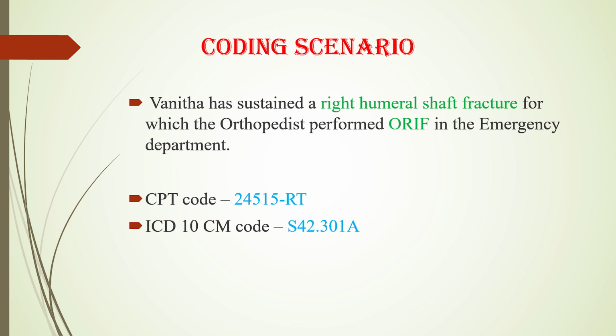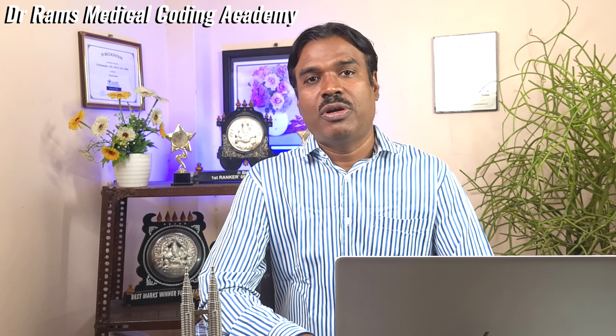Let's see a coding scenario where we are going to apply this skeletal system, and I've given you a procedure. Let's go and read that. Vanitha has sustained a right humeral shaft fracture for which the orthopedist performed ORIF in the emergency department. Please read the question. Vanitha has sustained a fracture. This fracture is in the shaft. We all know a bone has various parts like epiphysis, metaphysis, diaphysis. The diaphysis is called the shaft. And this fracture is taking place in the right humerus. Humerus is a bone of the arm, and the laterality is also known as the right side.